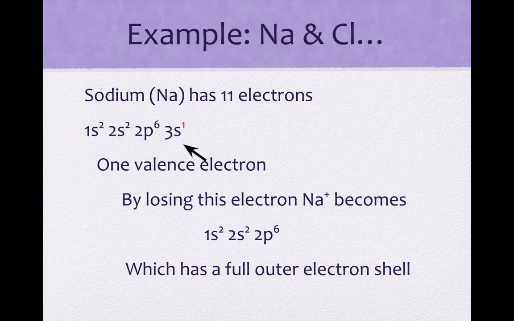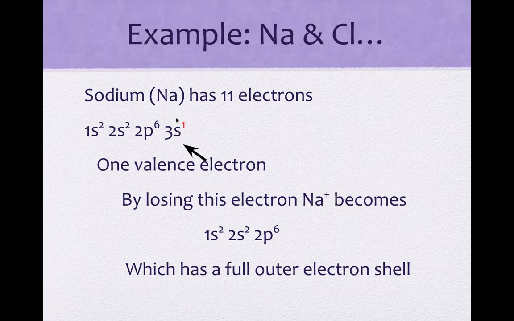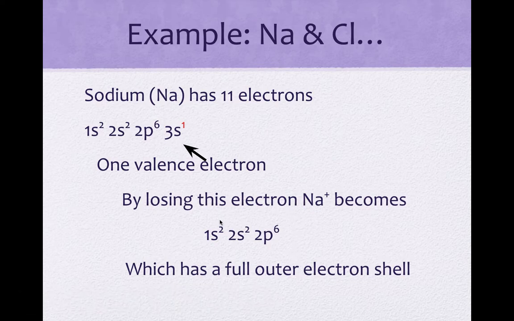So let's do an example together. Sodium has 11 electrons. We can see the electron configuration right here. It only has one valence electron. The highest energy level is 3. It has one valence electron. It is going to lose this one valence electron, so now it becomes 1s2, 2s2, 2p6. This is a full outer electron shell because the highest energy level is 2, and 2 plus 6 is 8.